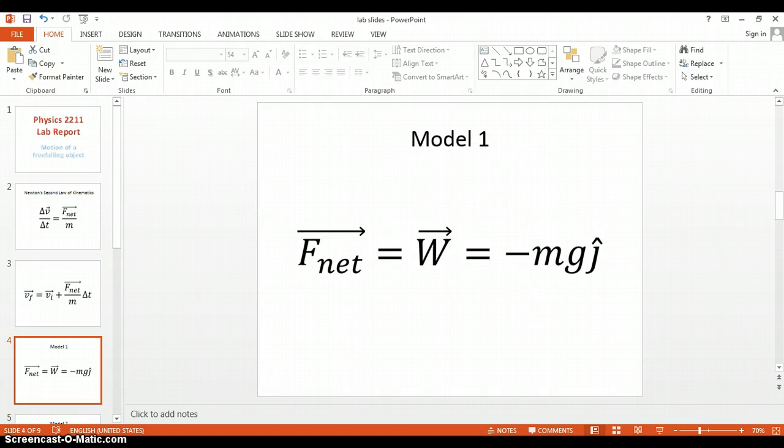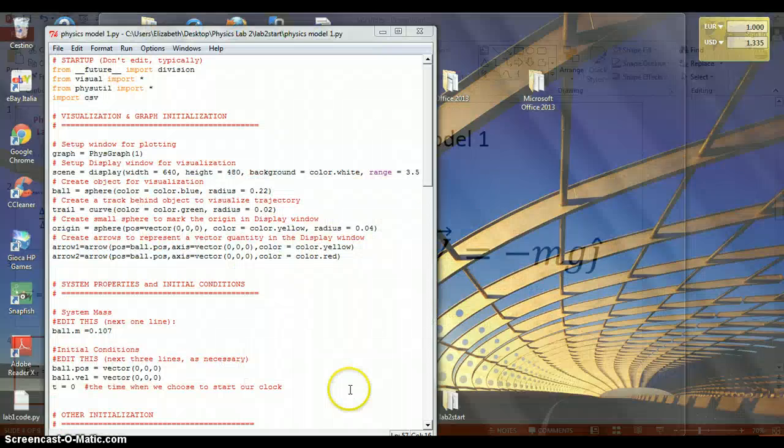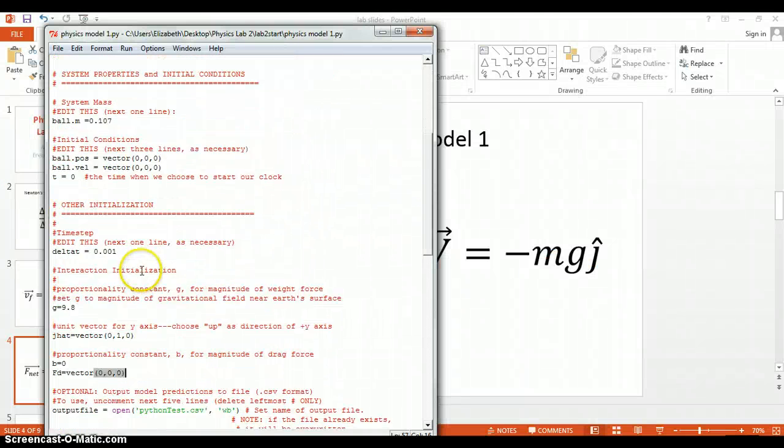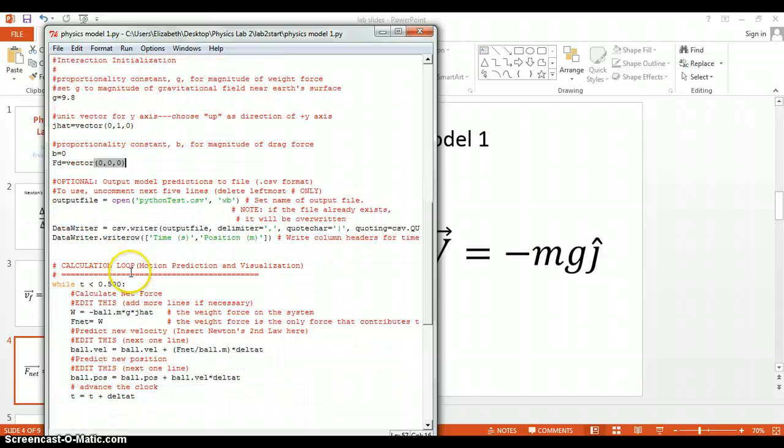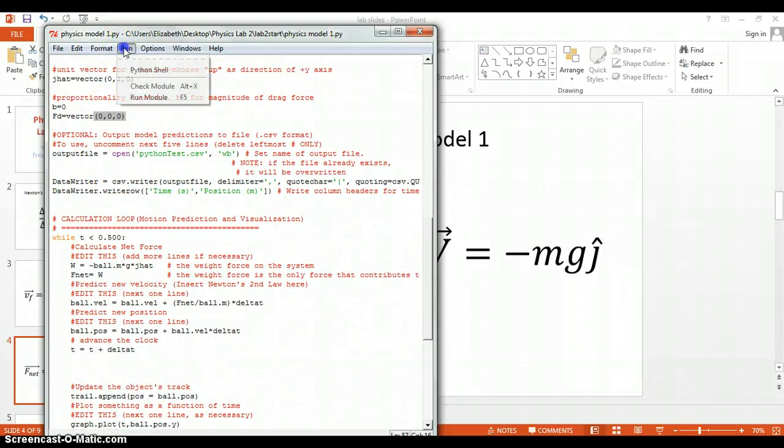At first, I tried to evaluate whether the only force acting on the foam ball was just the weight force, which can be written as this following equation, which is the opposite of mass times the constant of gravitational acceleration times the unit vector of vertical motion. And then I created this following code, based upon a while loop, and then I made it run.